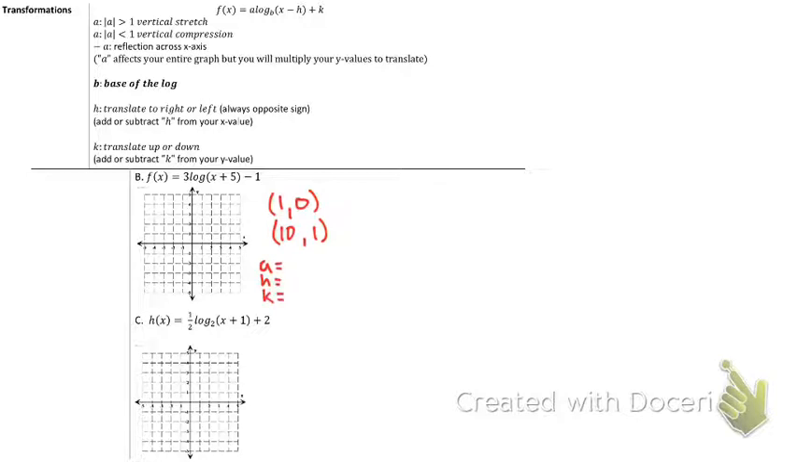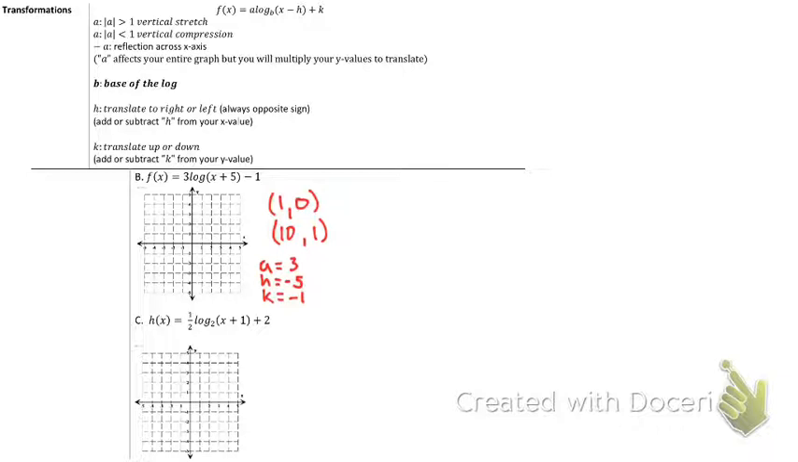My A value is 3. So because my A value is 3, this is going to be a vertical stretch of 3. I'm not going to write it down. I just described it. Vertical stretch of 3. No reflection. My H is going to be -5. Remember, switch the sign. So it's +5 here, -5 here. That means I'm going to shift left. So this direction, -5. And then my K value is -1, which means I'm going to shift down 1.